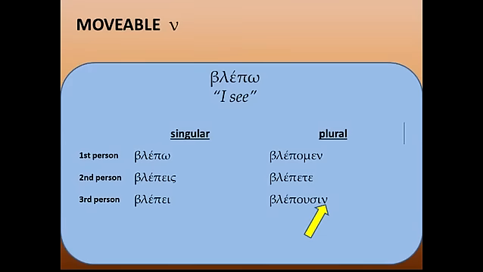And this is true not only for blepo, but generally speaking for these verbs when we get to the third person plural in the present active indicative. There's no good rule that explains when the nu occurs and when it doesn't. You might think that sometimes it seems like the nu is there when the following word begins with a vowel, and it's not there when the following word begins with a consonant, but that is not at all consistent.